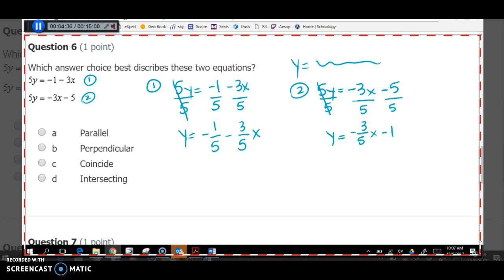And then if you look, the number in front of the x is a negative 3/5, and this one is also a negative 3/5. So they are the same coefficient in that case. They are parallel. Their slopes are the same.